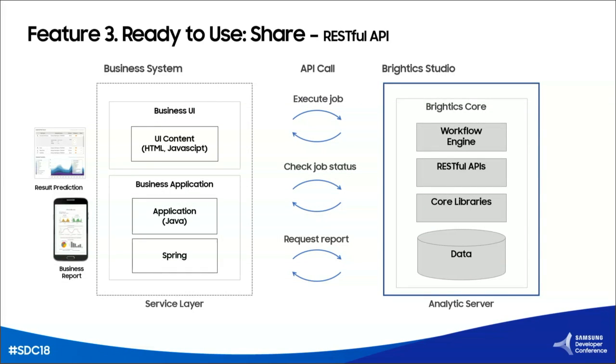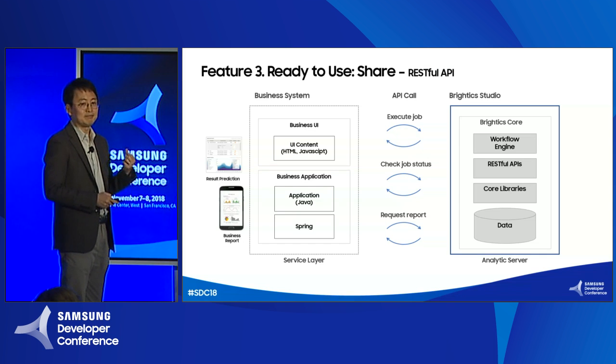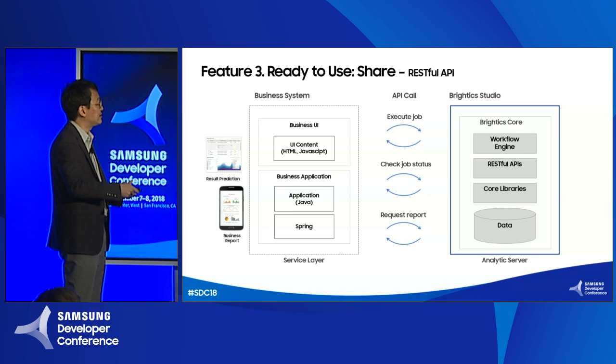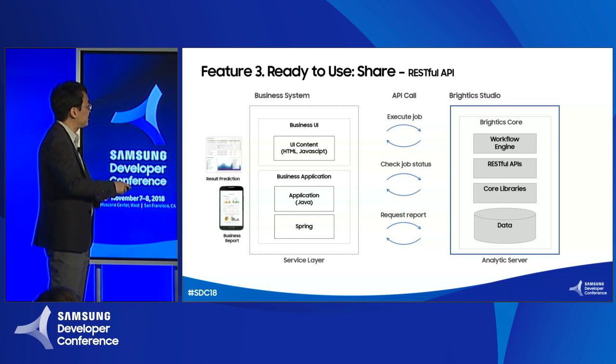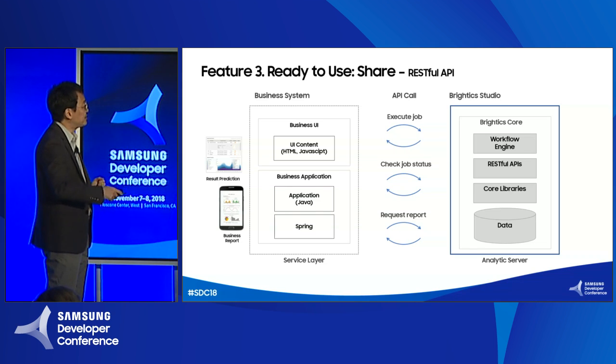It also provides a RESTful API. If you download Brightics Studio and install it on an analytics server, this server can be either your private server or a public cloud. You have an instance in your public cloud, install Brightics Studio, and build a model there. Then you want to build a business application and run some small machine learning case. Since you have built this model, what your business application does is execute the job and get the result.